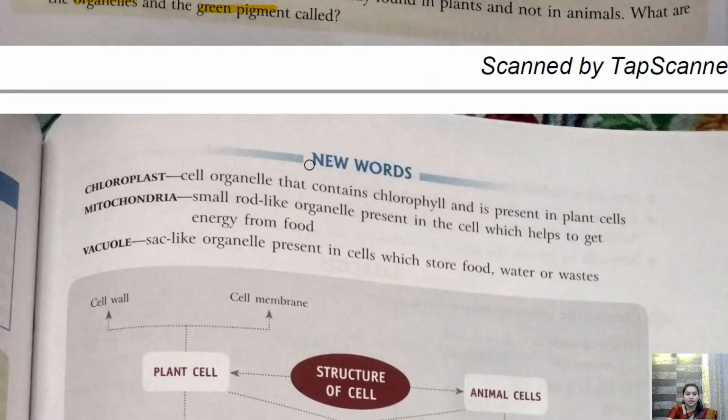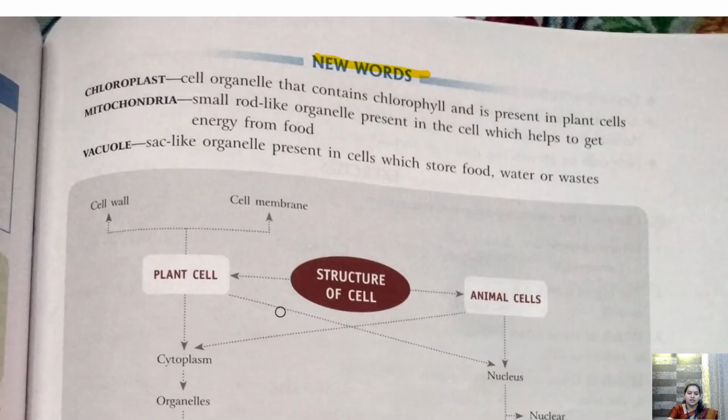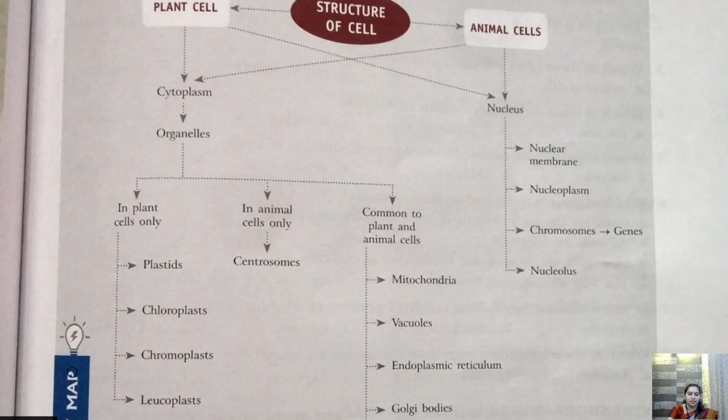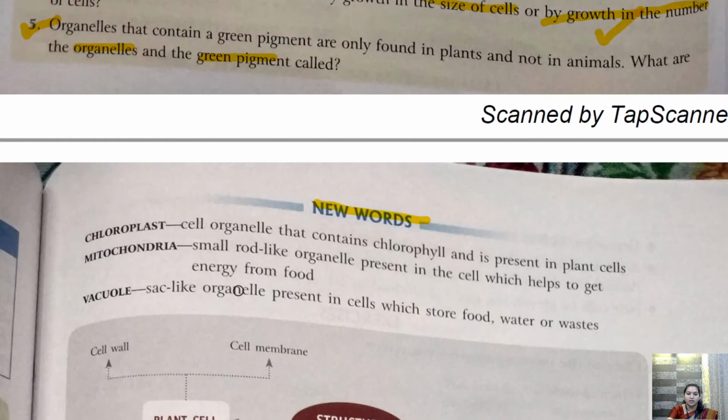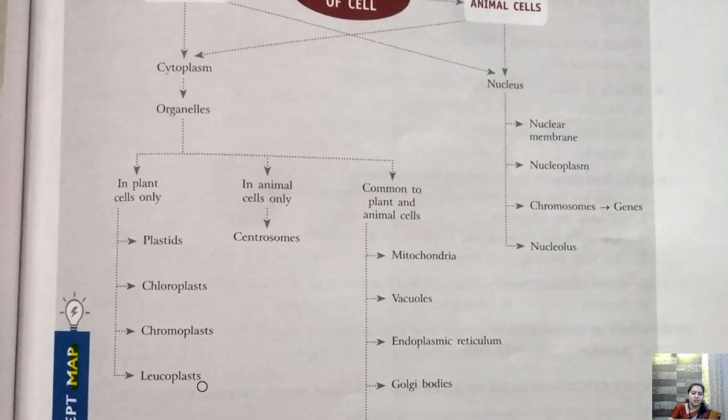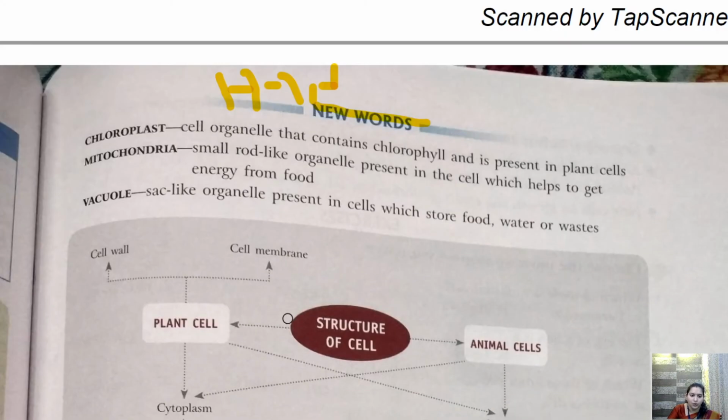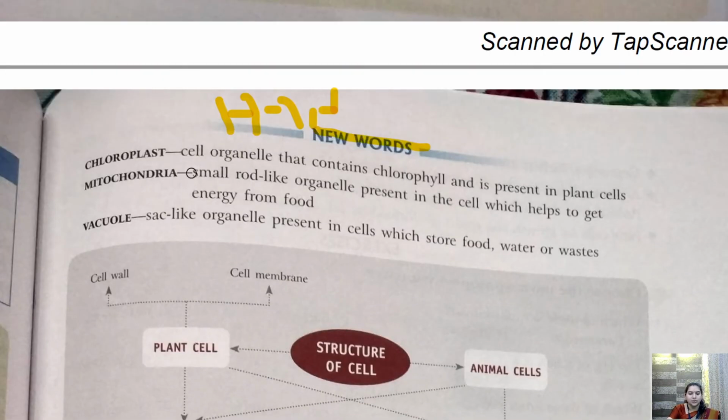Children, new words and concept map is again your homework. So children, you can send these answers in the group so that I can see who is doing the work and who is not doing any work. Okay? So new words and concept map is your homework. So you will write it down.